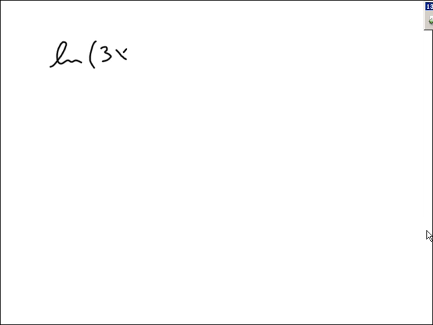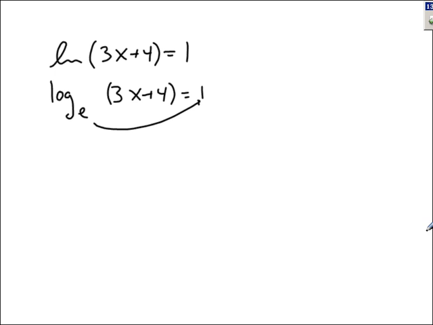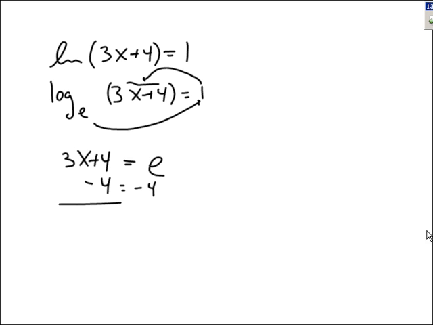ln of 3x plus 4 is equal to 1. This really says log base e of 3x plus 4 is equal to 1. So e to the 1 equals all of that. But e to the 1 is e. And it equals all of that, which is 3x plus 4. So now we want to solve for x. Take away 4 from both sides. The left side gives you 3x. The right side is simply e minus 4.